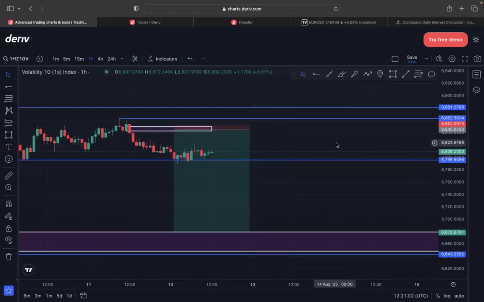Imagine, guys, even if you take 10 trades like this with this risk to reward in a week, and you lose five and win five, you'll still be in massive profit. Guys, you take 10 trades like this, you lose five, you win five, you are still going to be in massive profit. It's as simple as that.